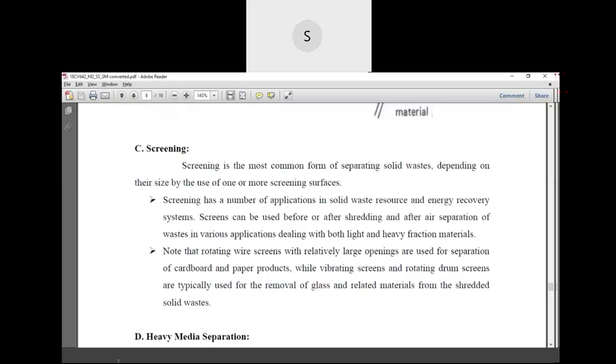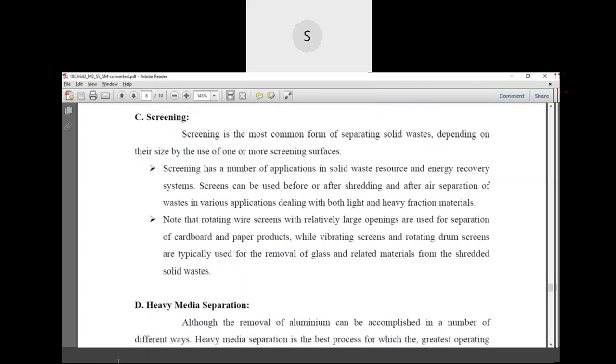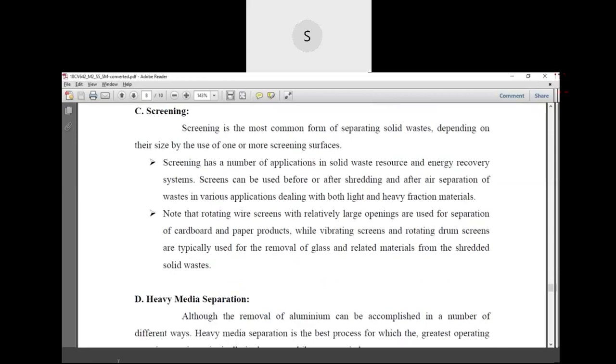Note that rotating wire screens, which have relatively large openings, are used for separation of cardboard and paper products, while vibrating screens and rotating drum screens are typically used for the removal of glass and other related inert materials from the shredded solid waste.